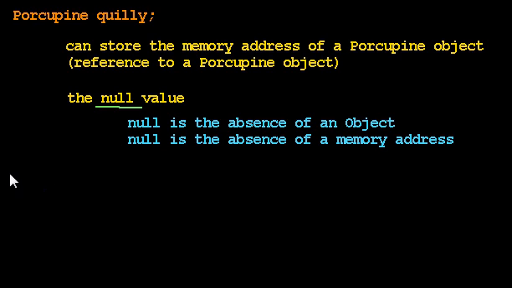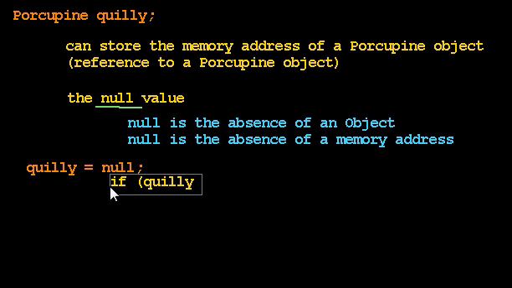So that code would look something like quilly gets the value of null. And null would light up in whatever development environment you're using, because null is a keyword. And then later on, if I wanted, I could write code like if quilly is null, then do something, right? I can test if something is null, if my variable stores null. And you may wonder, why on earth would I want to do that?